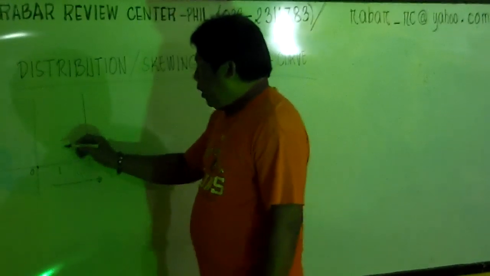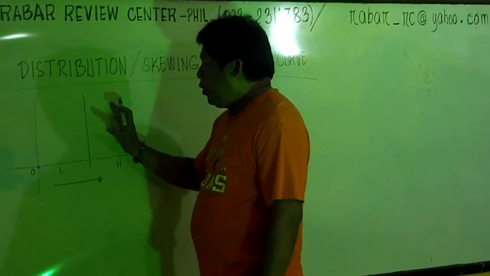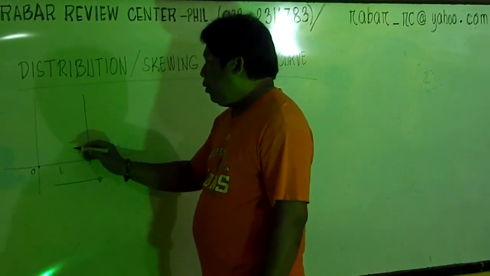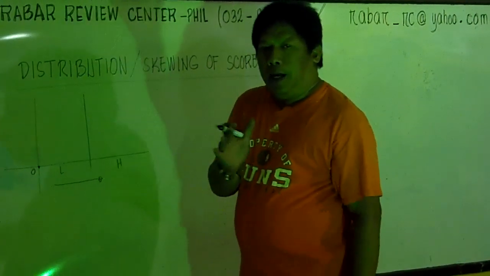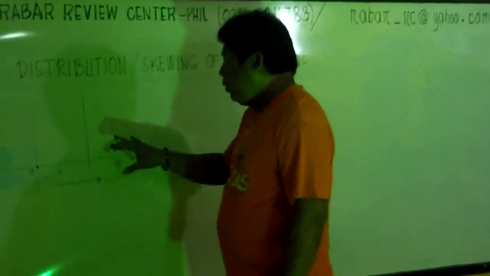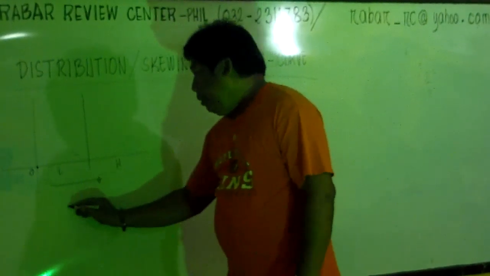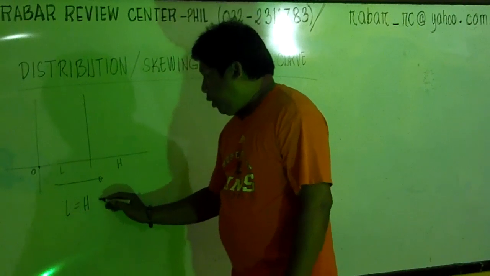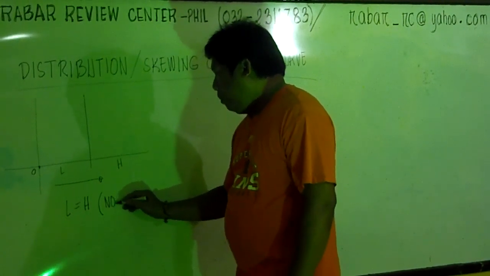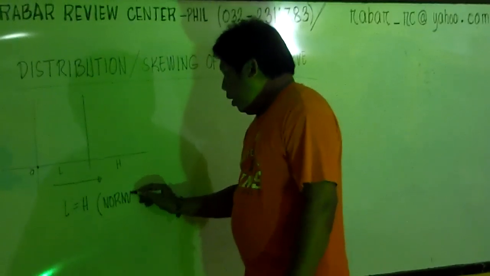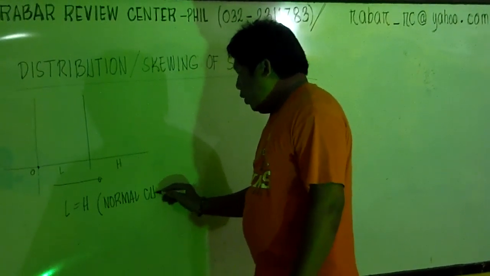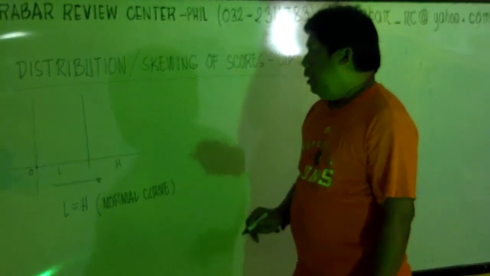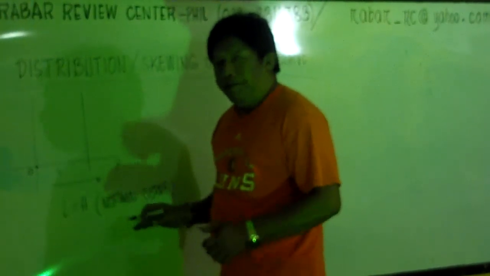Now, if the scores are equally distributed, wherein the number of scores of the lower class is the same as the number of scores in the higher class, meaning L is equal to H, this will determine what we call the normal curve. And the normal curve means it is a bell type.